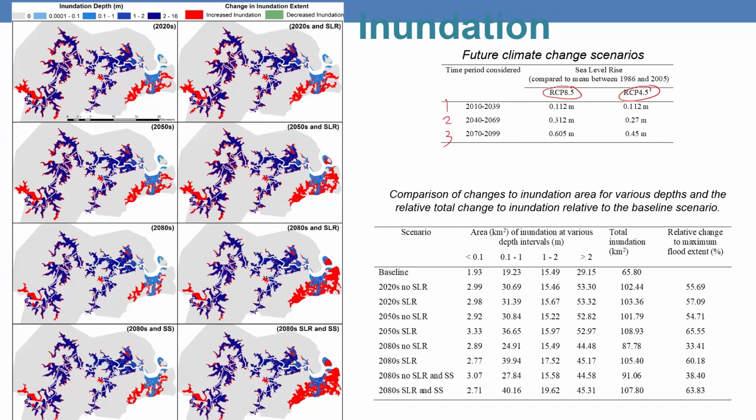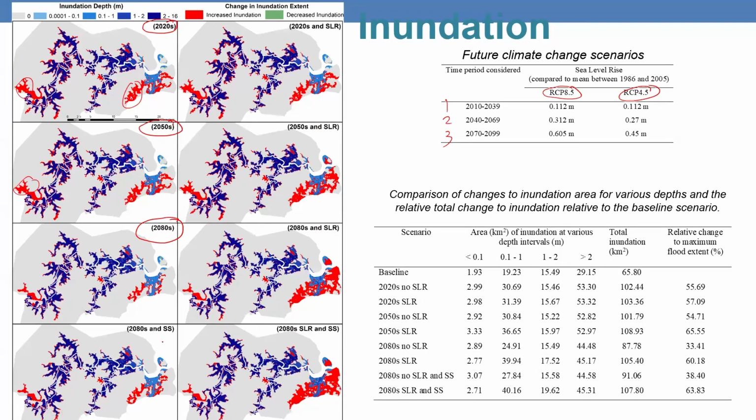So the red shade, those contours in red, tell you the increased inundation. So we are able to see from here for the different years. This is a baseline comparison over there, and then this is another, 2050, 2080. So you are able to clearly identify where you have a new increased inundation area.